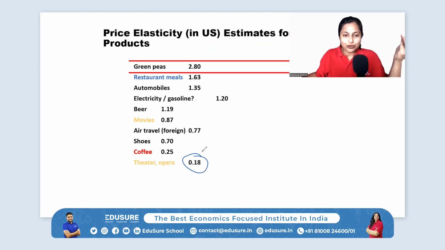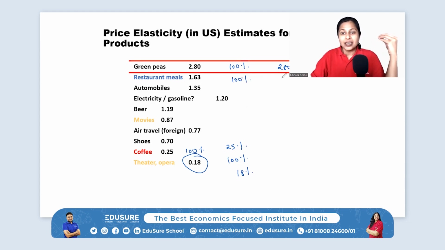एक बेटर एग्जांपल से समझाऊं तो अगर थिएटर एंड ओपेरा का प्राइस 100% से इंक्रीज होगा तो डिमांड विल फॉल बाय ओनली 18%. अगर कॉफी का प्राइस 100% से इंक्रीज होगा तो कॉफी की डिमांड विल ओनली फॉल बाय 25%. लेकिन अगर मटर विच इज ग्रीन पीस का प्राइस 100% से इंक्रीज होगा, द डिमांड विल फॉल बाय 280%. अगर रेस्टोरेंट के खाने का प्राइस 100% से इंक्रीज होगा, द डिमांड विल फॉल बाय 163%. सो कहां प्राइस बढ़ाया जा सकता है, कहां प्राइस नहीं बढ़ाया जा सकता? इलास्टिसिटी टेल्स अस.